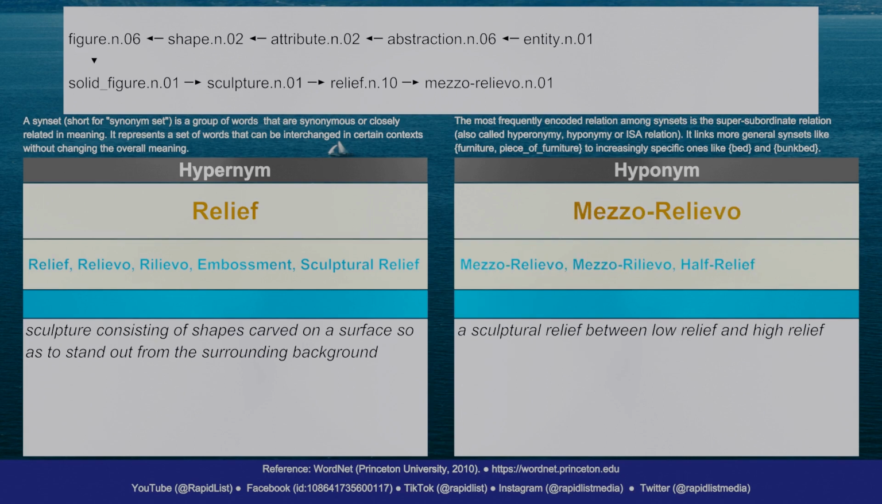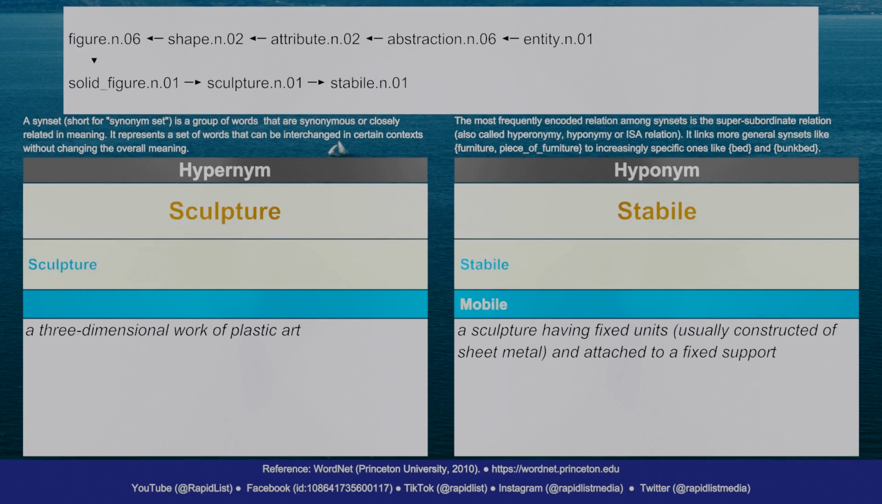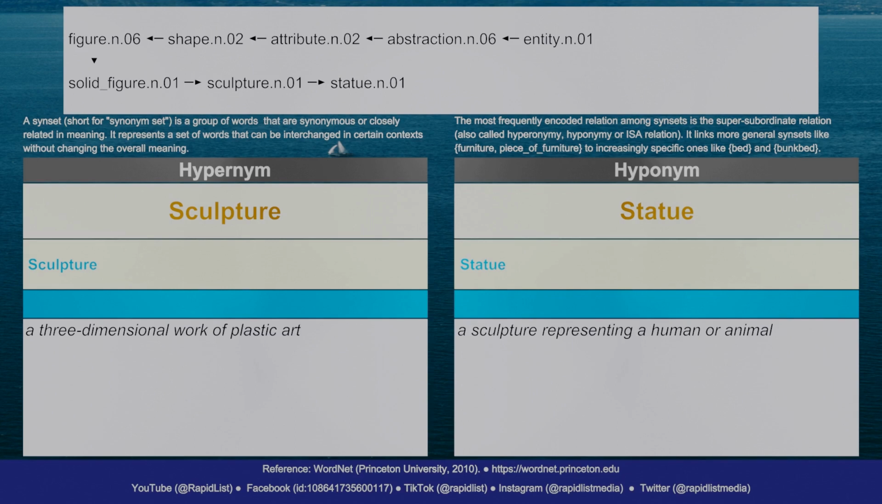Mezzo relievo. A sculptural relief between low relief and high relief. Stable. A sculpture having fixed units, usually constructed of sheet metal, and attached to a fixed support. Statue. A sculpture representing a human or animal.